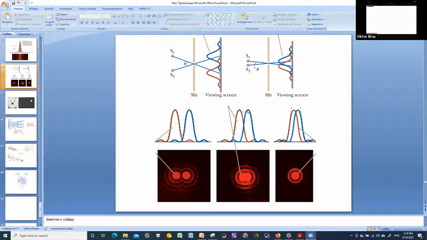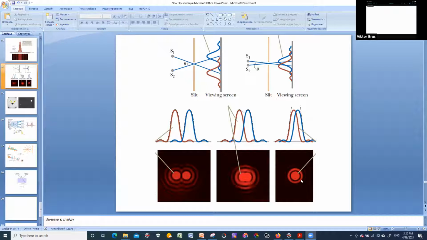when the first maximum of the diffraction of one image falls into the first minimum of the other image, then we see these two objects as just one spot, and we cannot say anything about the fine structure of this image because these two objects just overlap. So this spot looks brighter than each of the separate images, but that is just because we add up two signals in the same area. That's why it appears brighter, but it doesn't bring us any information about two separate objects, just one.